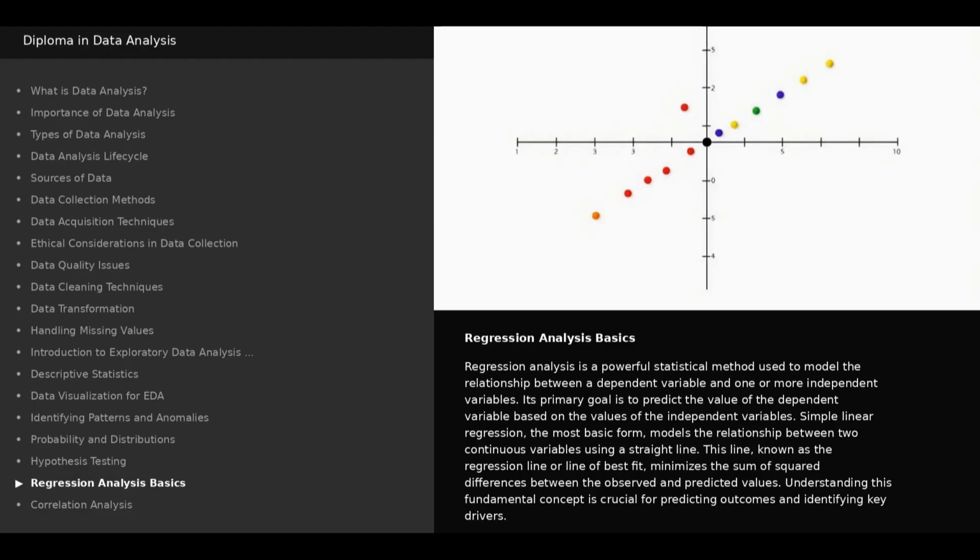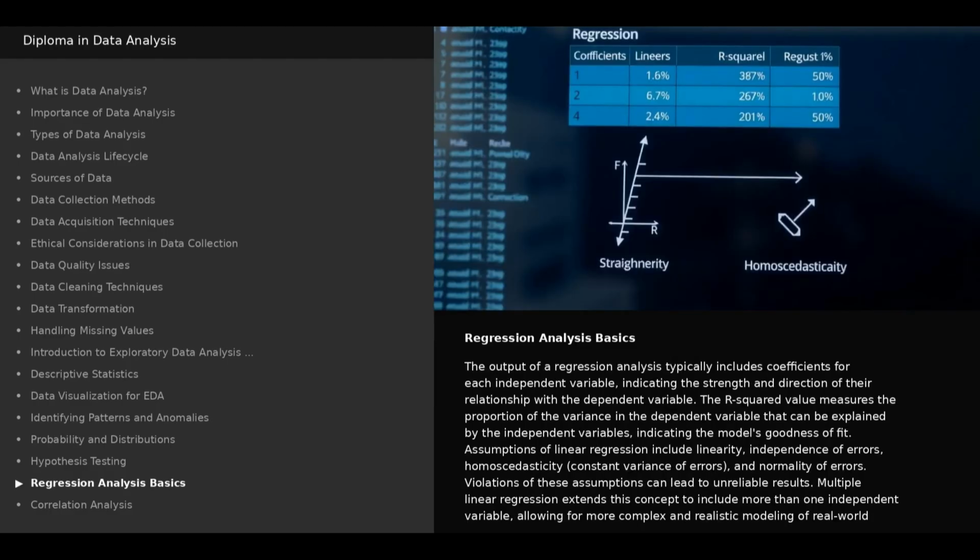This line, known as the regression line or line of best fit, minimizes the sum of squared differences between the observed and predicted values. Understanding this fundamental concept is crucial for predicting outcomes and identifying key drivers. The output of a regression analysis typically includes coefficients for each independent variable, indicating the strength and direction of their relationship with the dependent variable.